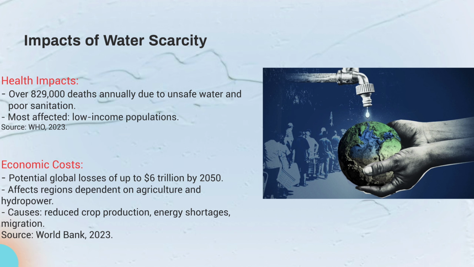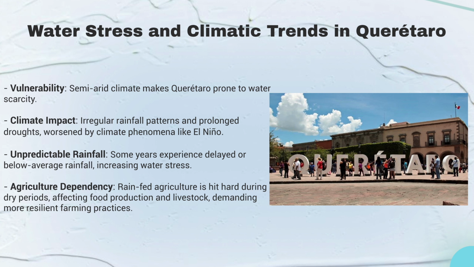Focusing now on a specific case, let's examine Querétaro, a region that exemplifies the challenges we have discussed. Querétaro struggles with severe water shortages due to its semi-arid climate and uneven rainfall. Long droughts due to events like El Niño further reduce water supplies, particularly impacting agriculture. This situation highlights the urgent need for more sustainable agriculture practices in the region.